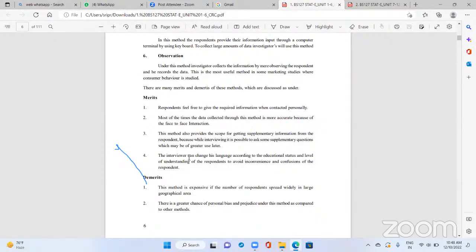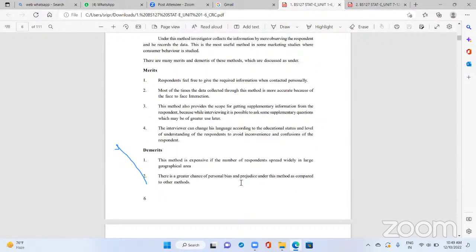The fourth one is that the interviewer can change his language according to the educational status and the level of understanding of the respondents, to avoid inconvenience and confusion for the respondents. So these are the 4 merits of primary data. Now, next one is demerits.